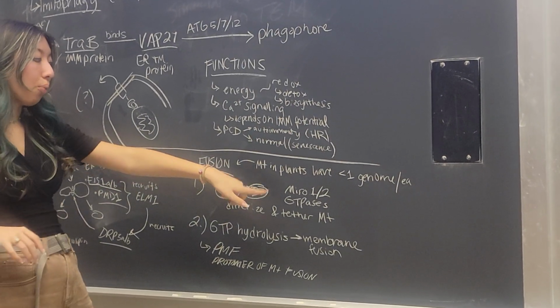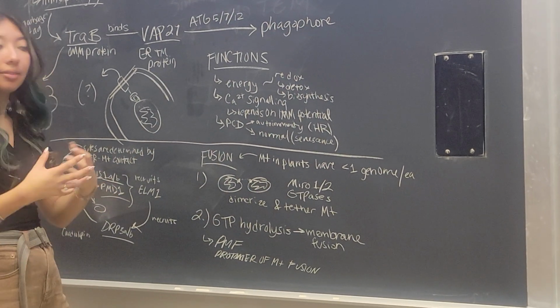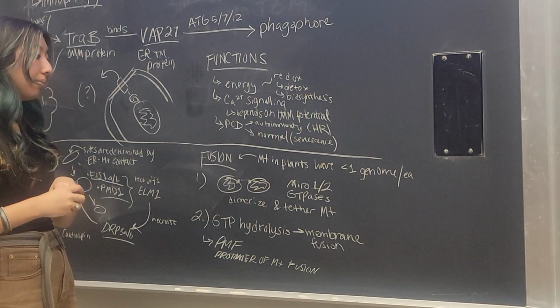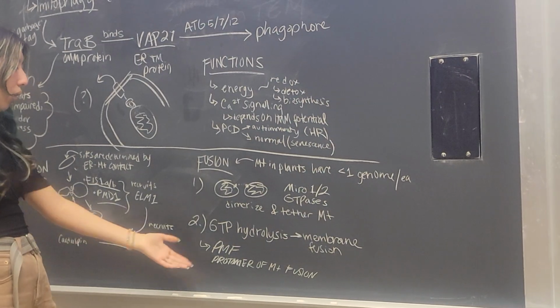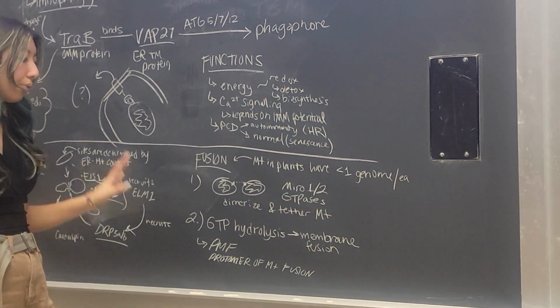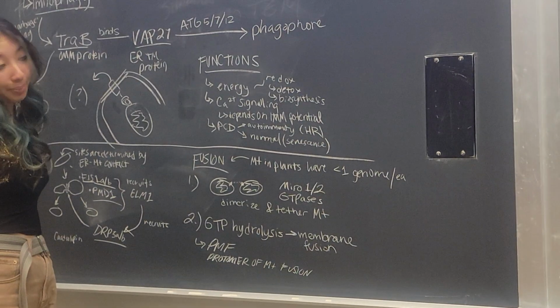And that's Miro 1 and 2. And then as a GTPase, they hydrolyze GTP, which helps the membranes to fuse. And then also PMF, promoter of mitochondrial fusion, is involved.